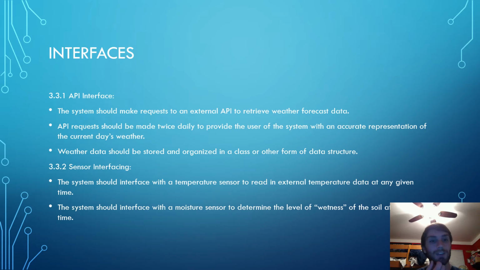For the API interface, the system should make requests to an external API to retrieve weather data. Yes, it does. It interfaces with the Dark Sky API. API requests are made twice daily. Yes, they are. Weather data should be stored and organized. Yes, it is. If you consult the design document in our final report, you'll see that the weather data is organized into a class structure where we get specific subsets of variables, and they're organized really neatly, for the processing that we need, at least.